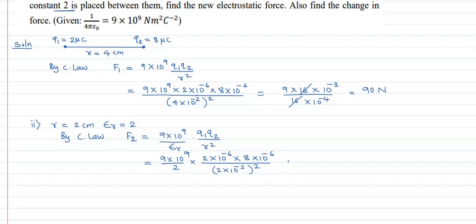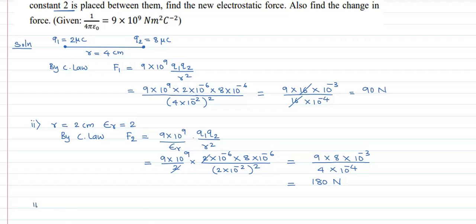If we simplify this, this 2 gets cancelled, you will have 9 into 8 into 10 raised to minus 3 divided by 2 square, 4 into 10 raised to minus 4. Now simplify this, 4 to the 8, 9 to the 18, so you will get around 180 Newton. 180 Newton is the new force. He has asked for the change in force.